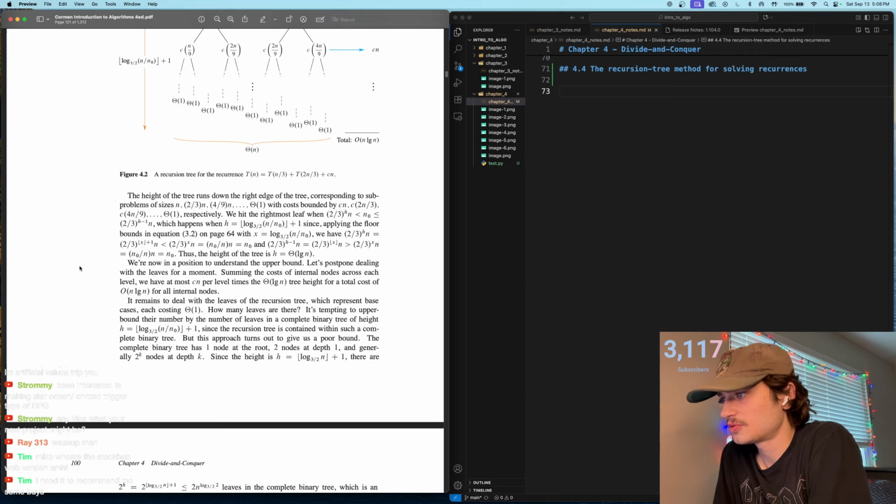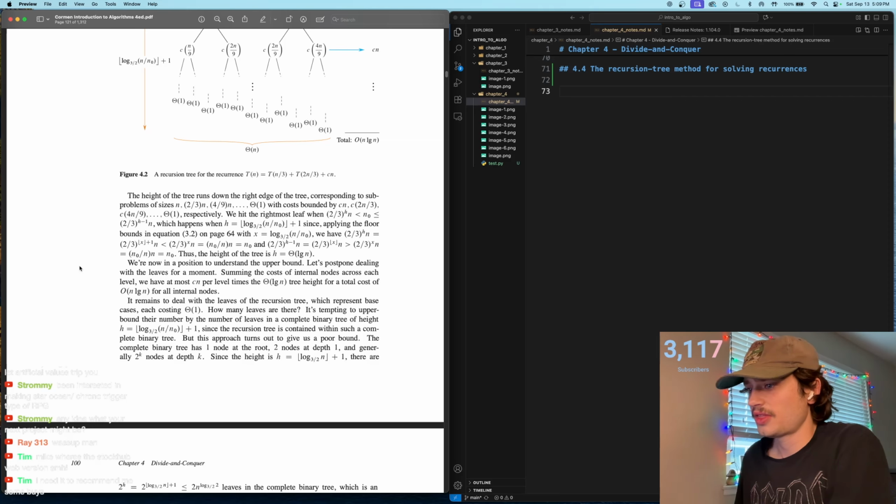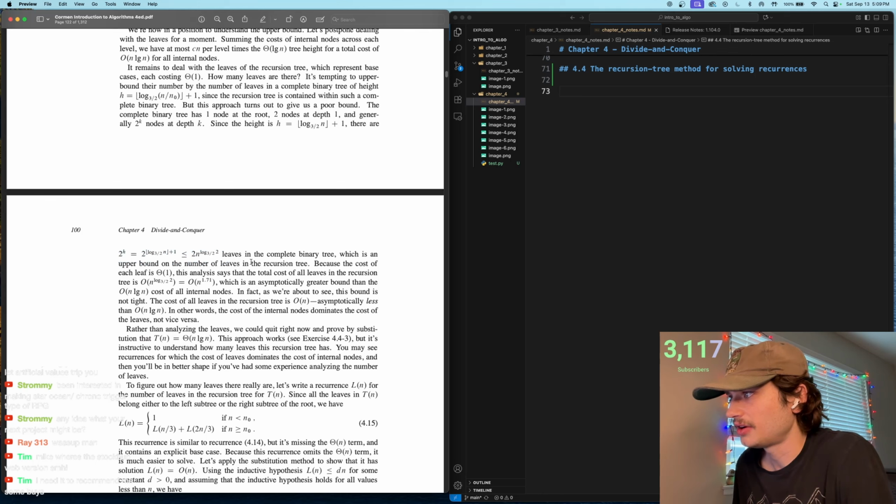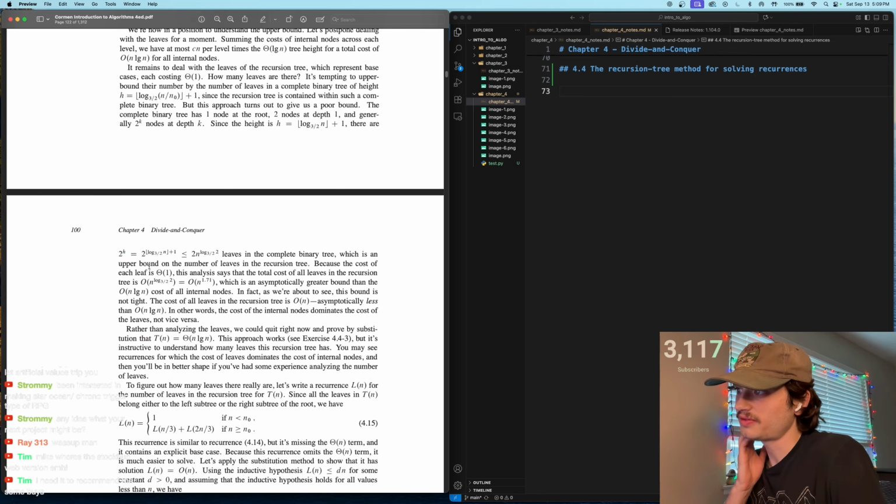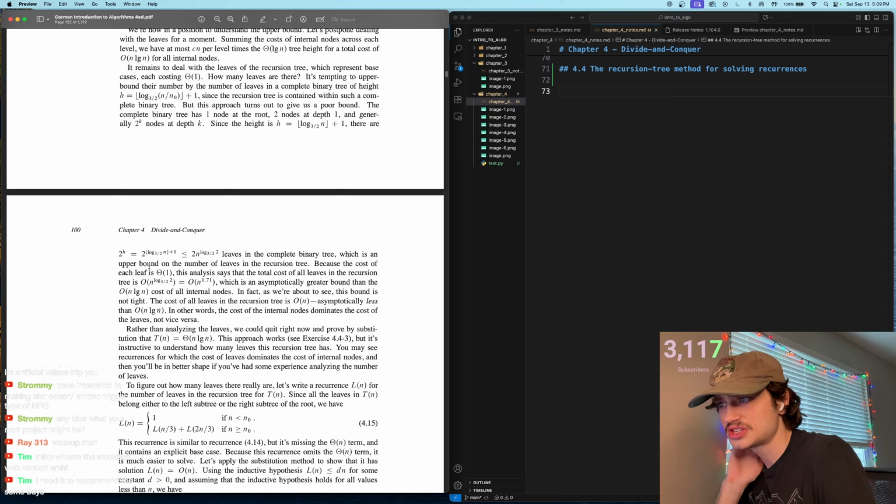The complete binary tree has one node at the root, two nodes at depth 1, and generally 2 to the power of k nodes at depth k. Since the height is equal to the floor of log base 3/2 of n plus 1, there are this many leaves in the complete binary tree, which is an upper bound of the number of leaves in the recursion tree. Because the cost of each leaf is theta of 1, this analysis says that the total cost of all leaves in the recursion tree is big O of n to the power of log base 3/2 of 2, or big O of n to the power of 1.71, which is an asymptotically greater bound than the big O of n log n cost of all internal nodes.